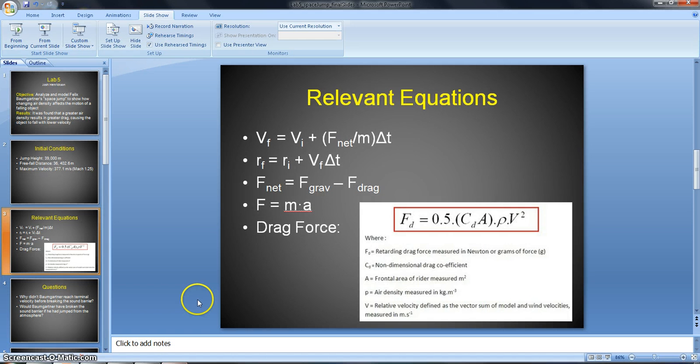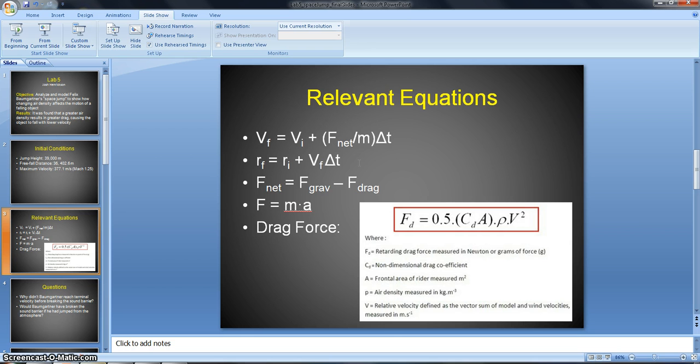The physics involved in this lab revolve around Newton's second law, which states that an object's final velocity is equal to its initial velocity plus its acceleration times the change in time. The second equation shown here states that an object's final position is equal to its initial position plus its velocity times the change in time.